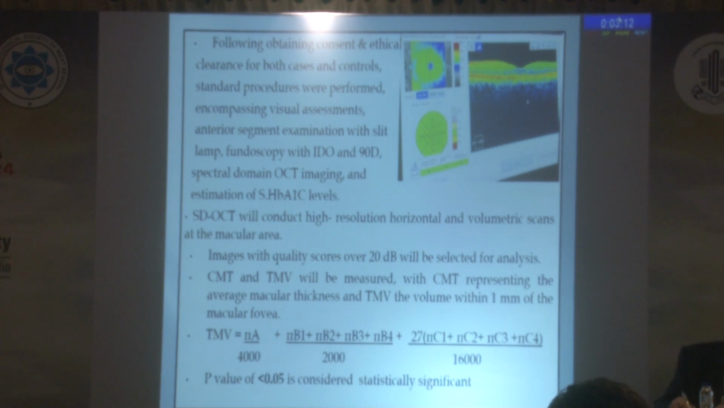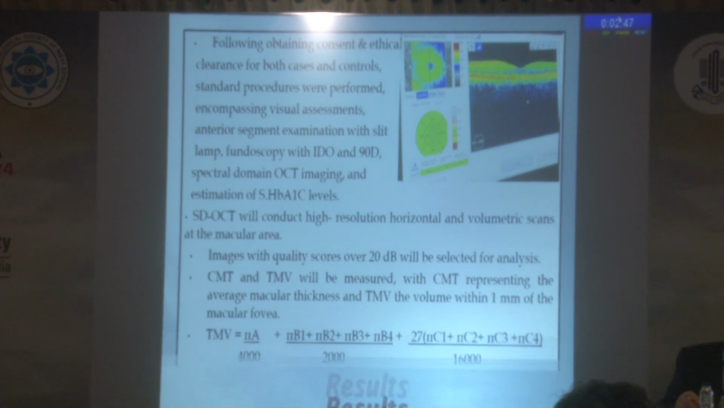anterior segment examination with slit lamp, fundoscopy, IDO and 90D, spectral domain OCT imaging, and serum HbA1c level estimation. Images with a quality score of more than 20 were selected for analysis. CMT and TMV were measured, with the CMT representing the average macular thickness and TMV the volume within 1 millimeter of the macular fovea, where the macula was divided into 9 quadrants and the volume TMV was calculated. A P-value of less than 0.05 was considered statistically significant.